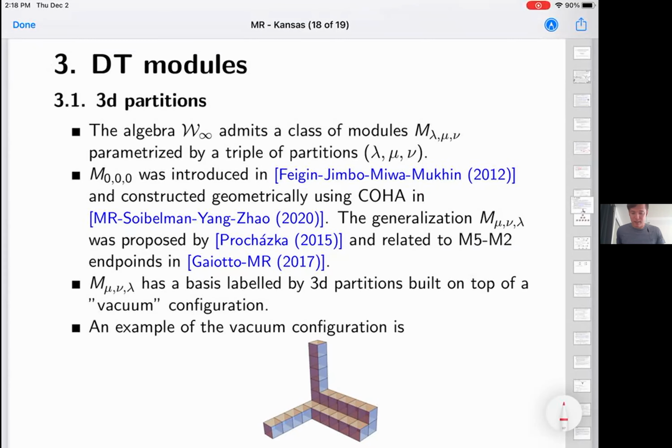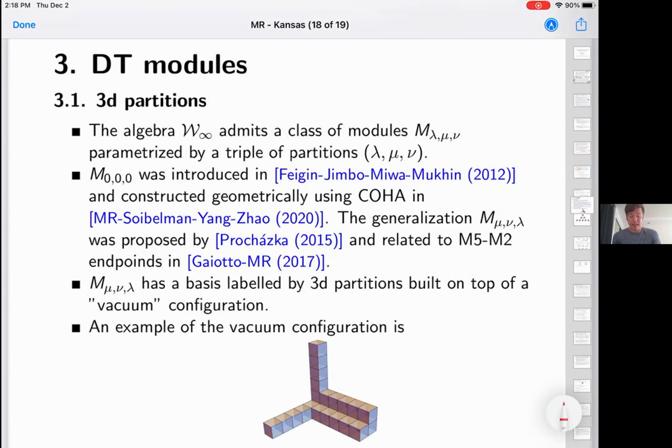And a generalization with arbitrary free partitions was proposed, I think, for the first time in the work of Tomáš Procházka, and we relate them to the system of M5 and M2 branes in our work with Davide.